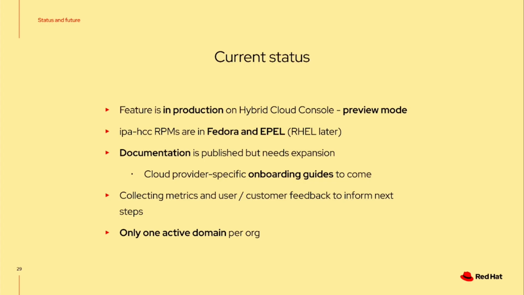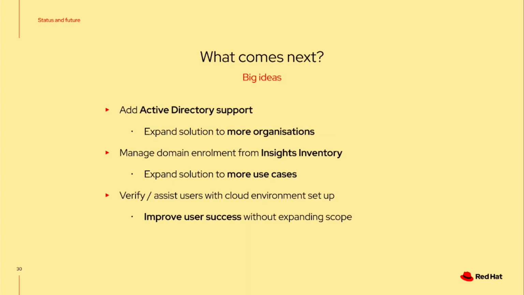And right now, one significant limitation is you can only have one enabled domain per organisation. So you could register multiple, but if more than one is enabled at any given time, then the host conf resource will say, I don't know which one to send the clients to, so I'll just fail. So the big idea about what could come next would be adding Active Directory support, and this would expand the solution to many more organisations.